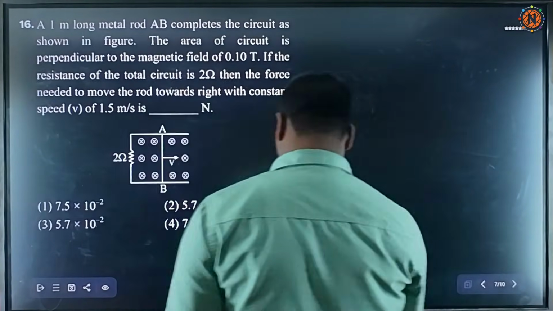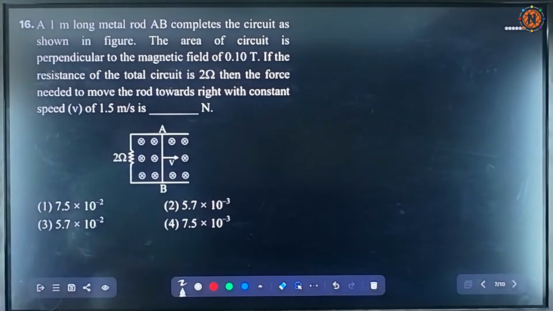That is a 1 meter long metal rod of this complete circuit. The area of the circuit is this. If the resistance of the circuit is given, then find the force.